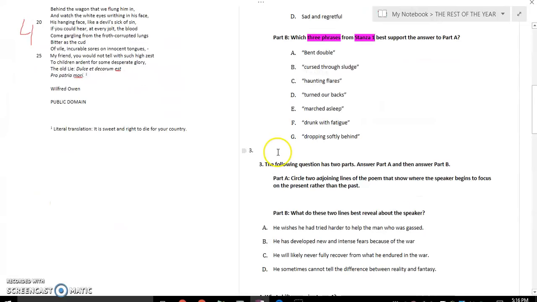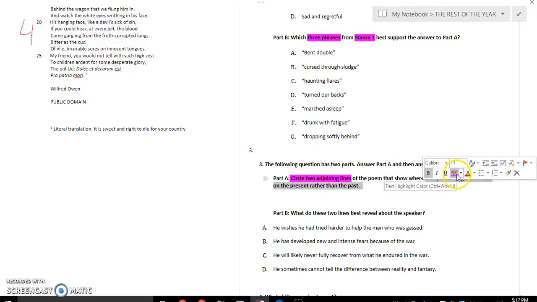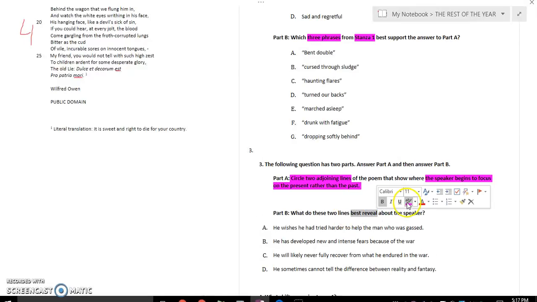Number 3, the following question has 2 parts, answer part A and then answer part B. Part A, circle 2 adjoining lines of the poem, and so we're circling lines of the poem. Alright, so 2 adjoining, that means 2 lines that are right next to each other, that show where the speaker begins to focus on the present rather than the past. And then what do these 2 lines best reveal about the speaker? Best reveal.